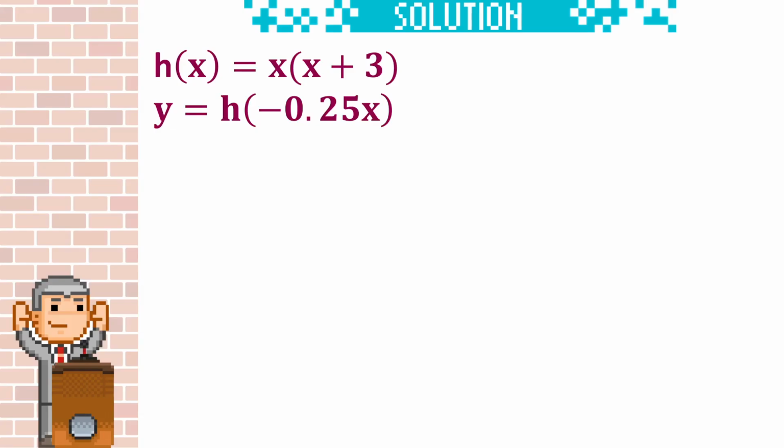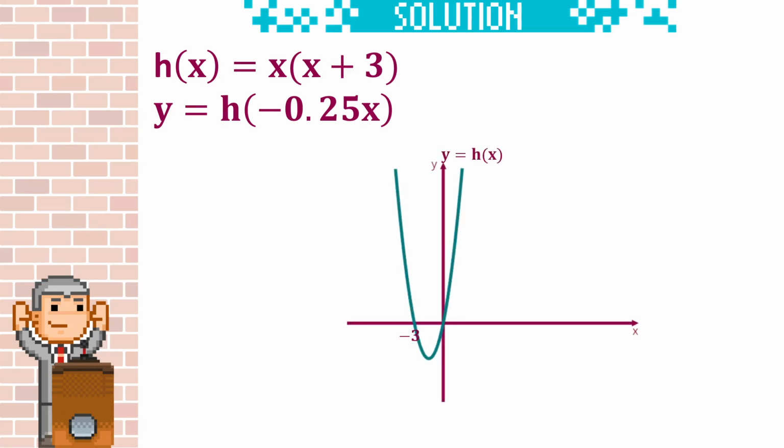There's a couple of things going on with this question. We've got a times 0.25 and the fact it's a negative. So we're going to deal with those two things separately, but we're going to start by drawing h of x. It's going to be a quadratic and it clearly has roots at 0 and -3. So we need to make sure we label that on.